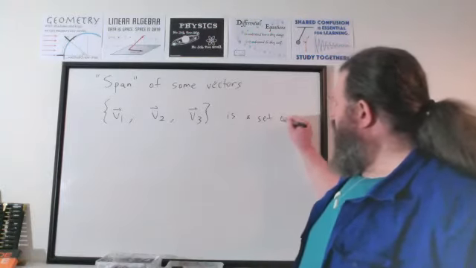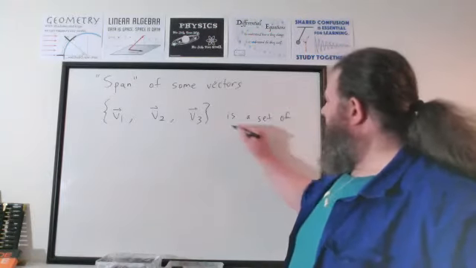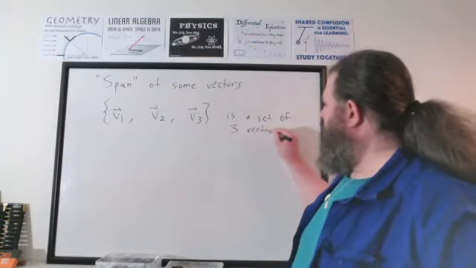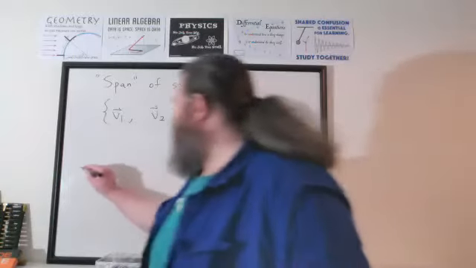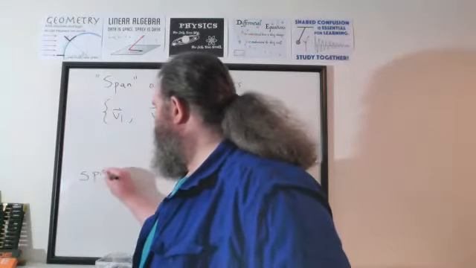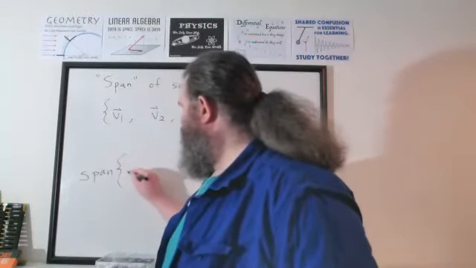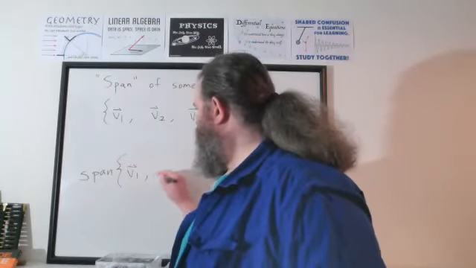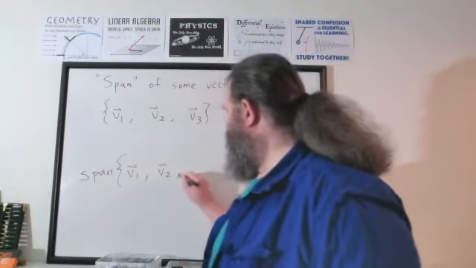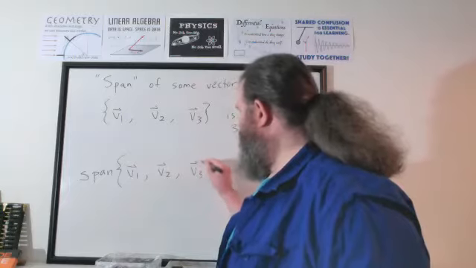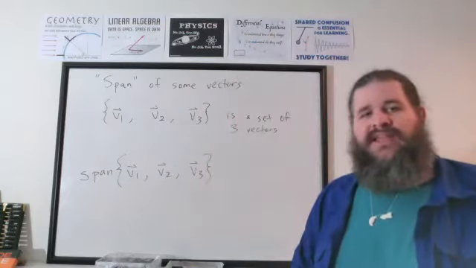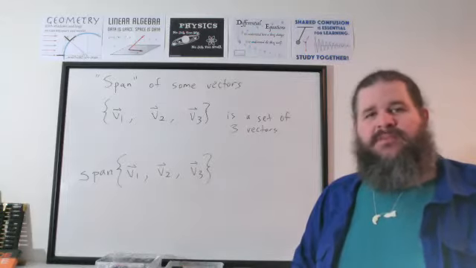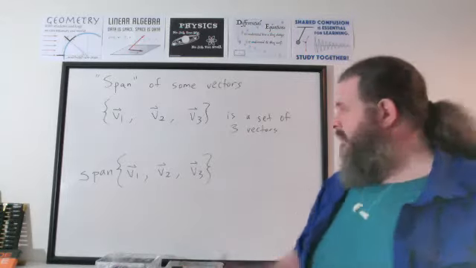A set of 3 vectors. But if we talk about the span of those vectors, the span of a collection of vectors means a new set of infinitely many vectors, specifically all possible linear combinations.